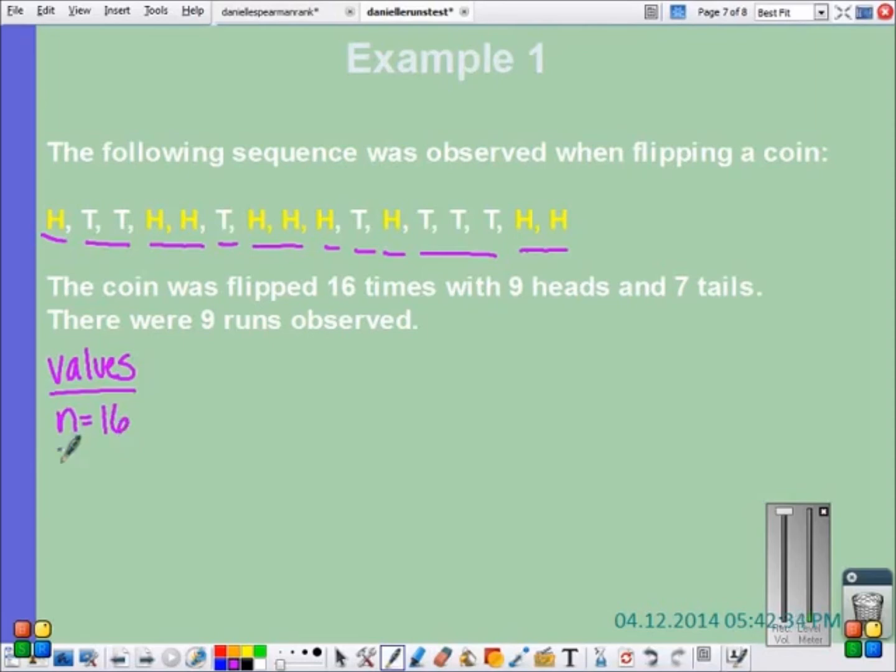N equals 16, N1 equals 9, N2 equals 7, and R equals 9. Critical values from Table M, Appendix A, for 9 and 7 are 4 and 14. Since R lies between critical values 4 and 14, we fail to reject and conclude that we don't have enough evidence to say that it is not random.